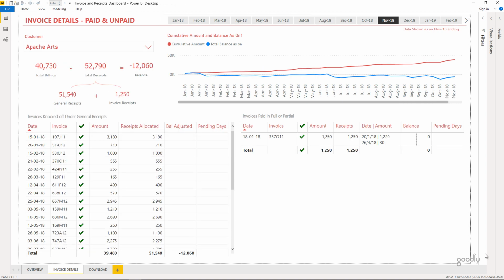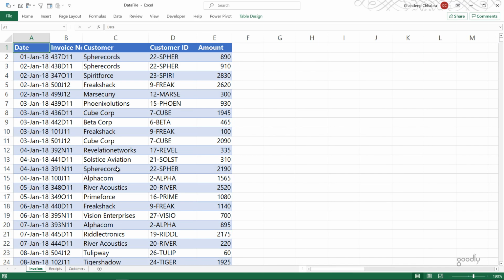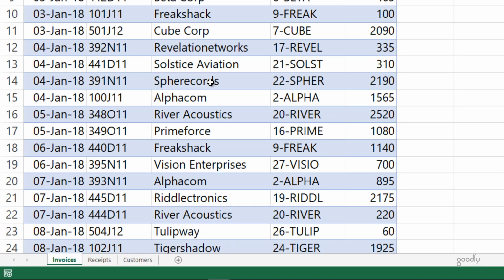All right, now that we've taken a look at the template, let's go take a look at the data behind the template. So here I am. I have a very simple Excel file which contains the data that is going in the template. If you take a look at the bottom, we just have 3 sheets: invoice data, receipts data, and customers data.